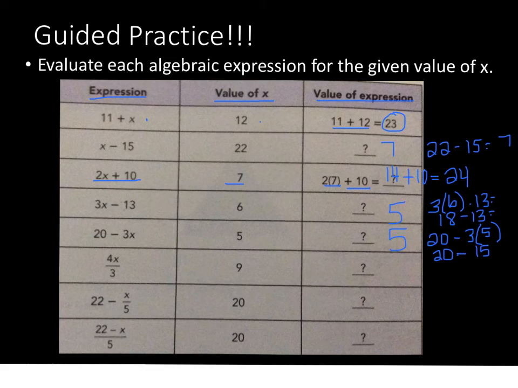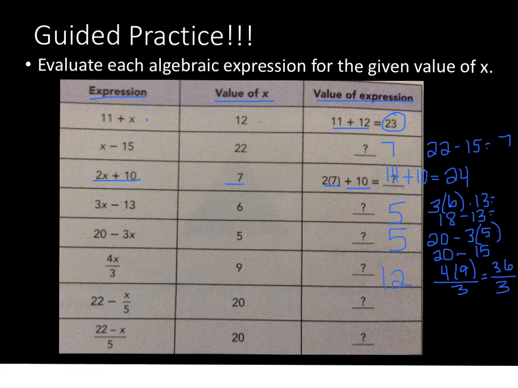And then I have 4x divided by 3. That's going to be fun. So that's 4x, so that's 4 times x. So I'm going to make that 4 times 9 divided by 3. So I know 4 times 9 is 36. And 36 divided by 3 gives me 12.